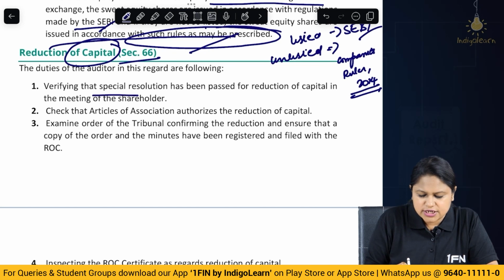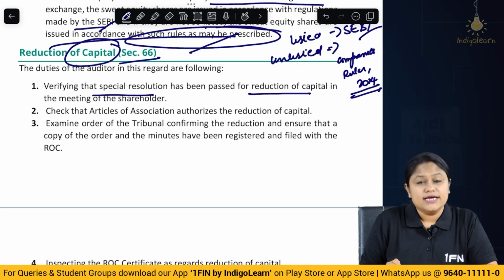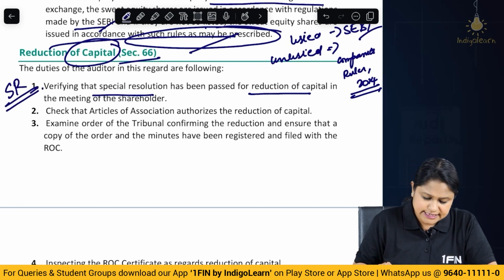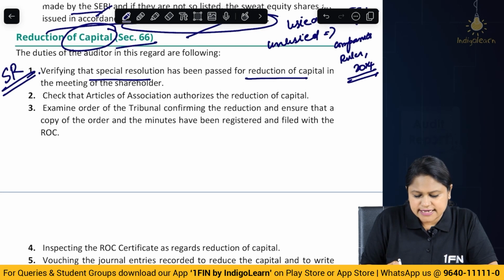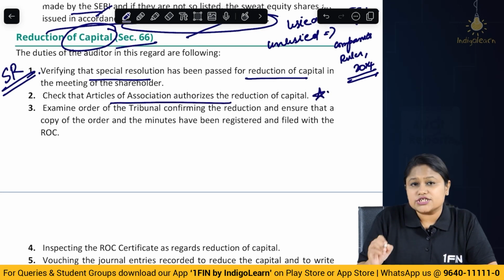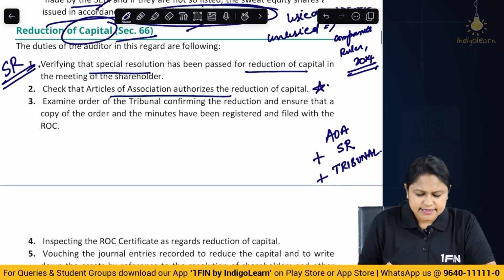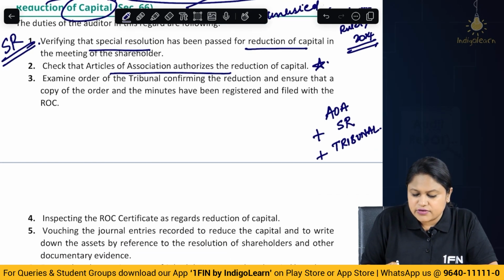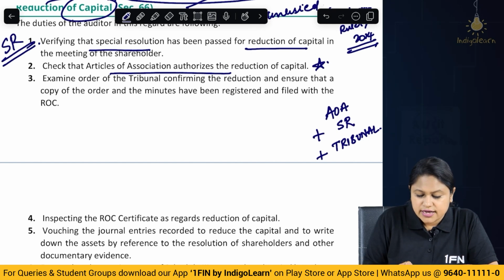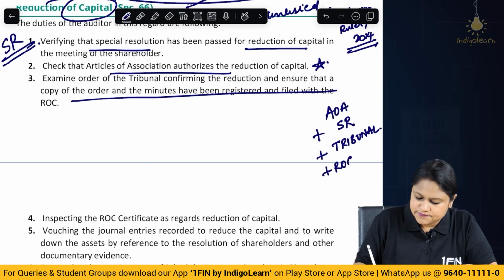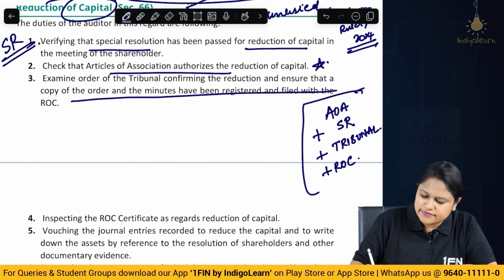First, verify that special resolution has been passed for reduction of the capital in the meeting of the shareholders. So I told you one very important thing is special resolution has to be passed. Clear? Then check that the articles of association authorize the reduction of capital. Very, very important. Reduction can be done only if you are authorized by your articles. Next, special resolution, and then you require tribunal permission, and tribunal is nothing but NCLT. Correct? Now, examine the order of tribunal confirming the reduction and ensure that a copy of the order and the minutes have been registered and filed with whom? ROC. I told you have to file everything with whom? ROC. Correct?